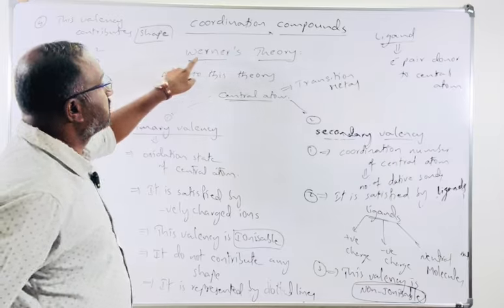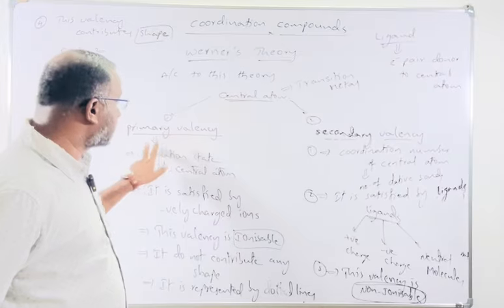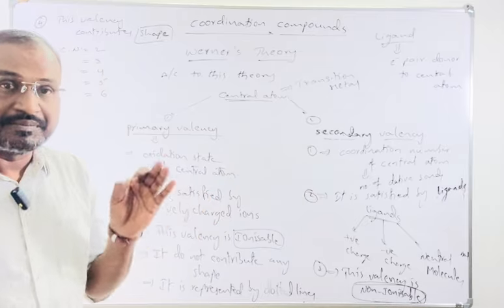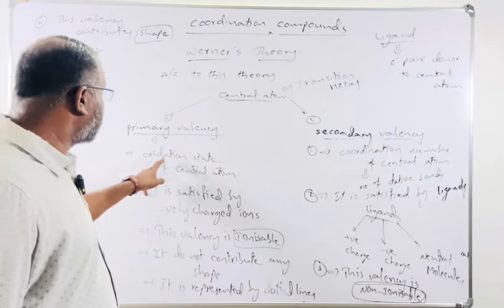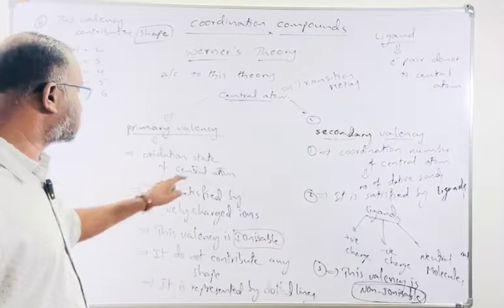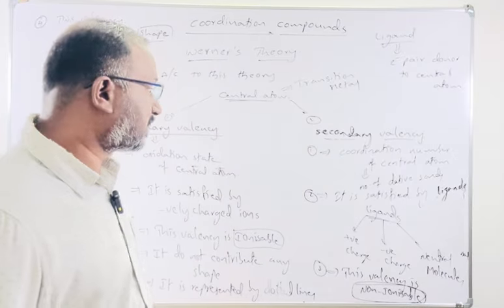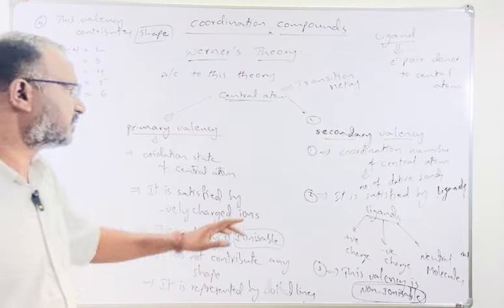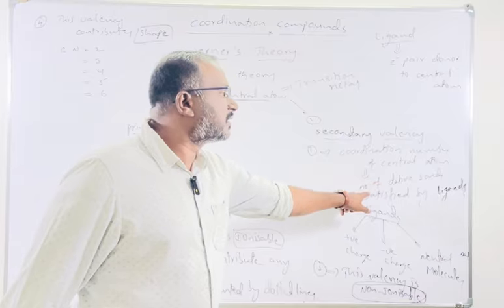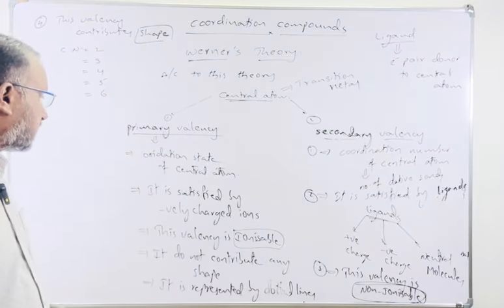So first, in Werner's theory, every central atom has two types of valencies: primary valency and secondary valency. Primary valency is nothing but the oxidation state of the central atom. Secondary valency is nothing but the coordination number of the central atom. And coordination number is nothing but the number of dative bonds. Oxidation state means loss of electrons by the central atom.